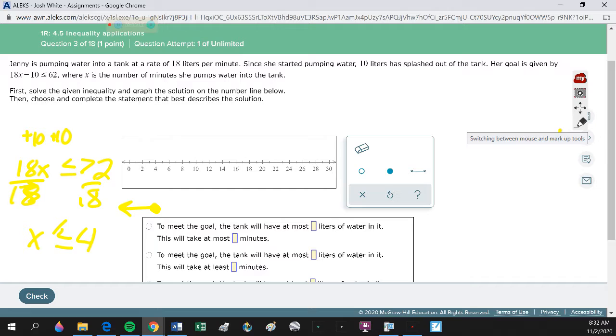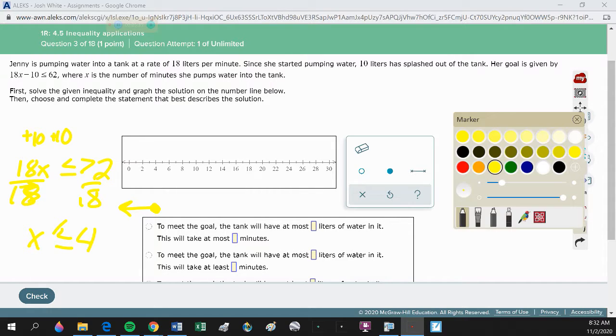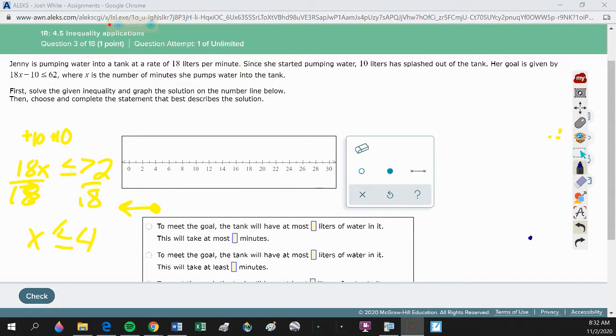And then to meet the goal, the tank will have at most what? Which one is it? That's a bad idea on a test. So do you guys understand what's going on here?